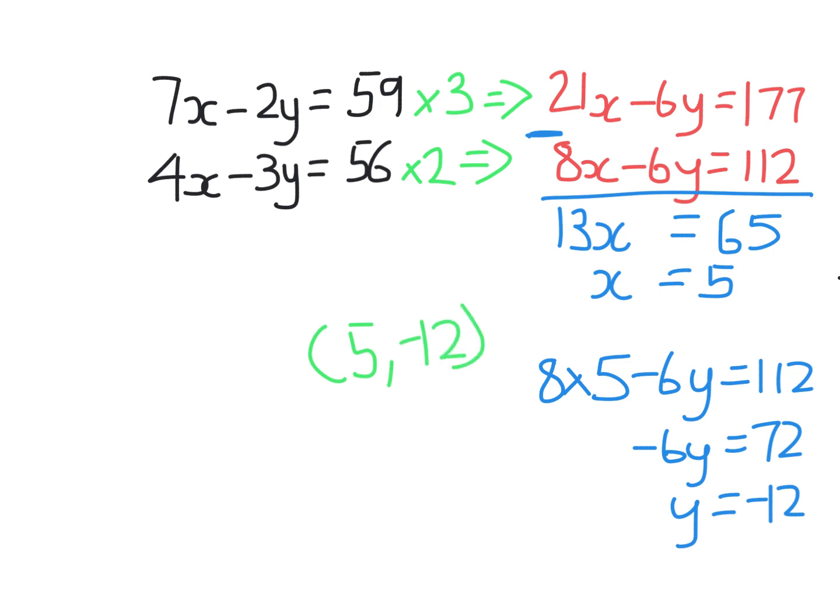Once again, this is a line, this is a line. If you were to graph both of these lines, they would intersect at this point. All right, let's now look at a harder example.